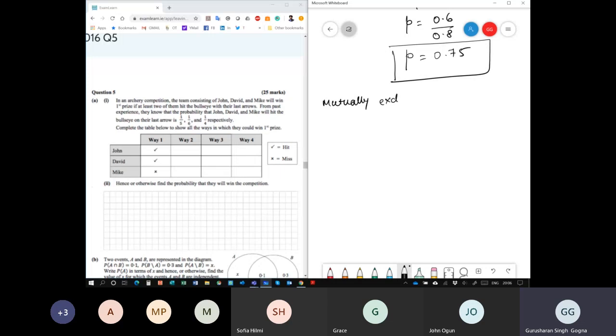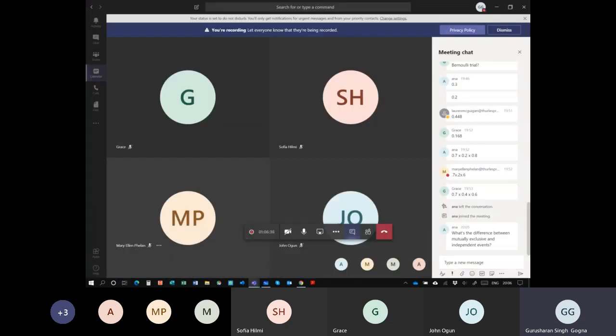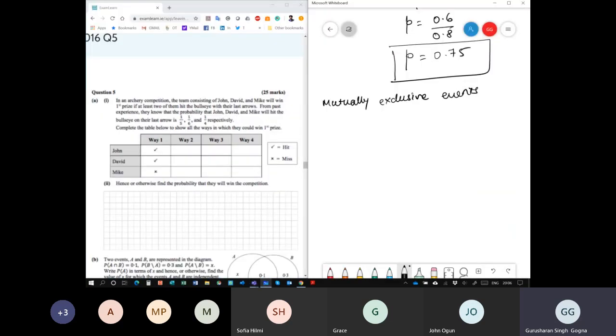Mutually exclusive events. And what was the second one? Sorry, independent events, isn't it? Yeah, independent events. Now, let us clarify independent events, isn't it? So independent events is related to conditional probability. The concept is connected to conditional probability.